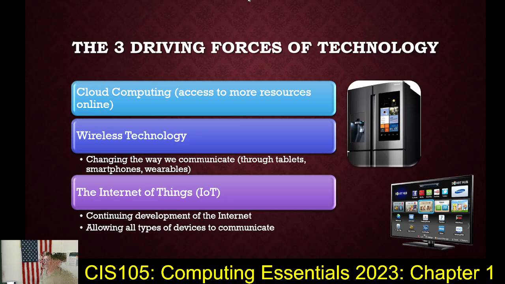Wireless technology has been around for a really long time as well. I've noticed that wireless technology has improved, especially over the last couple of decades. It has improved tremendously. I like my wireless technology now.